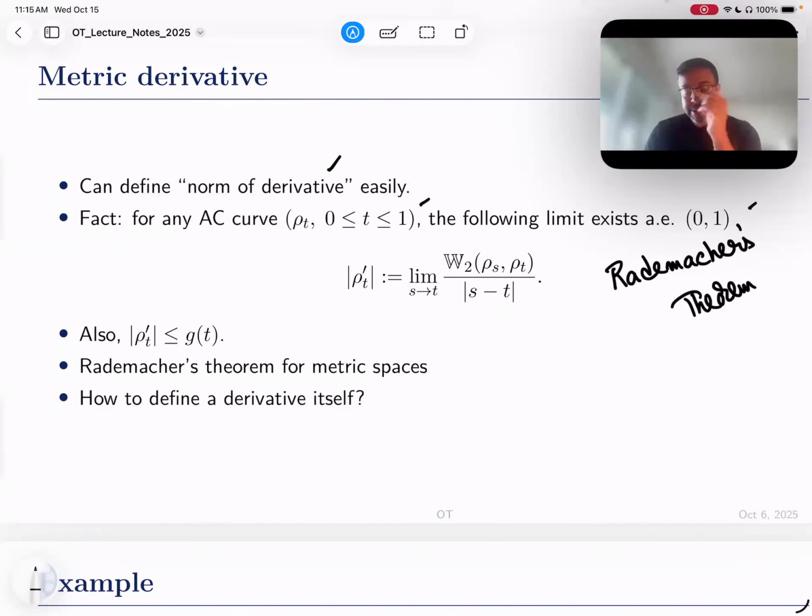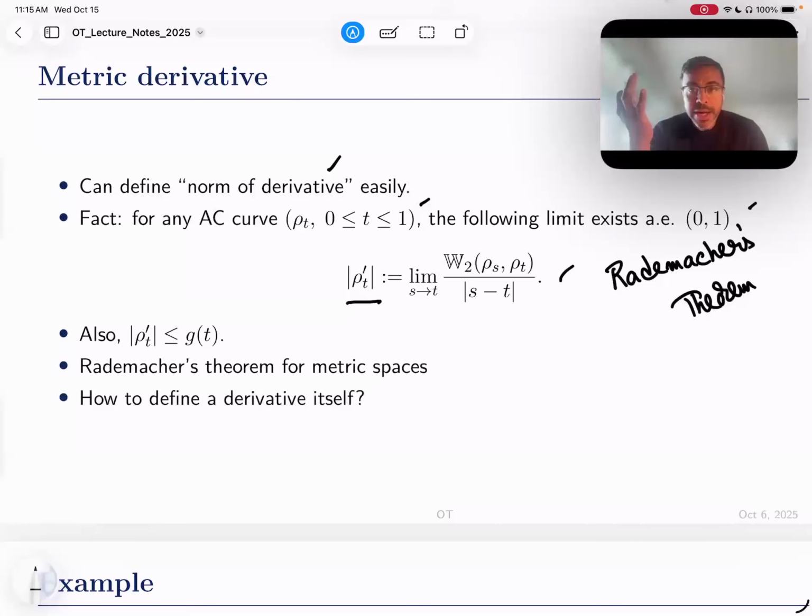It says that you look at the W2 distance between rho s and rho t, and you divide by the absolute value of s minus t, and you take the limit as s goes to t, then this limit should exist. This limit exists as a non-negative real number, and that limit is what I'm going to call rho prime t, the absolute norm of rho prime t.